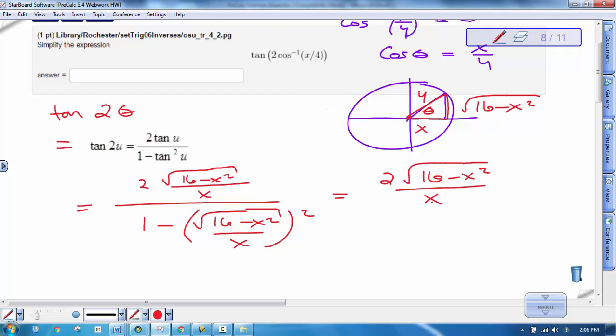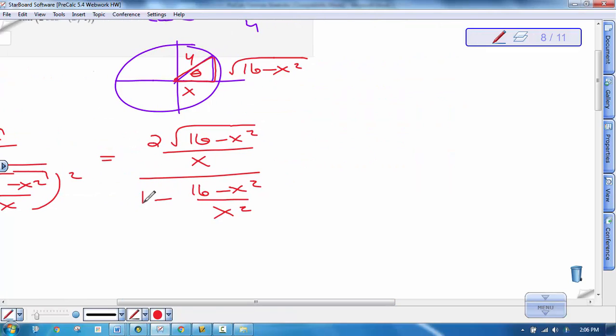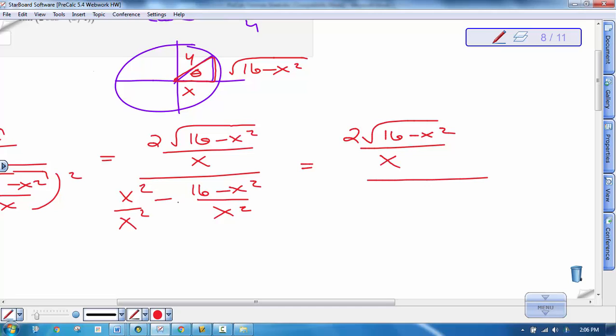So just some algebra, like what this whole section really is about. This turns into 1 minus 16 minus x squared over x squared, if you square both the top and the bottom. And now I'm going to make this x squared over x squared for common denominator, and then subtract. So it turns into this, which would be x squared minus x squared would be 2x squared minus 16 all over x squared.